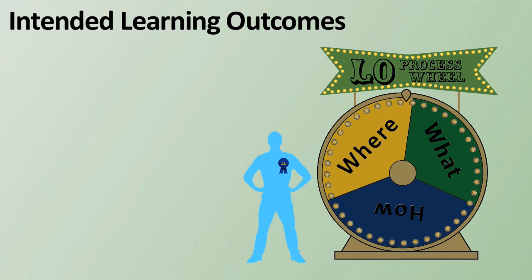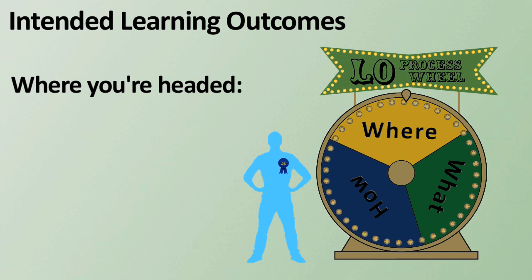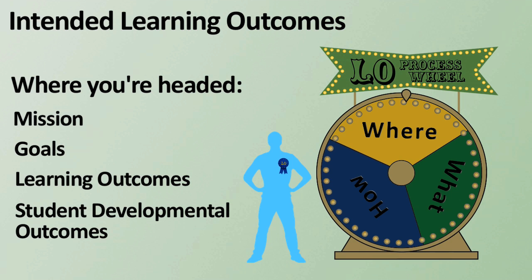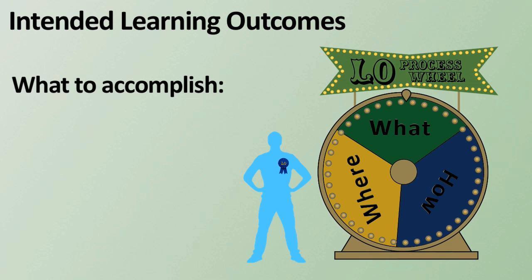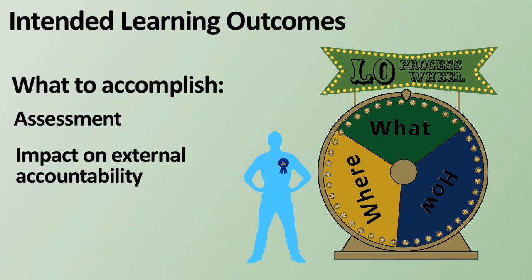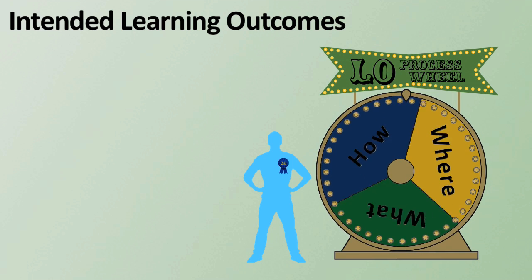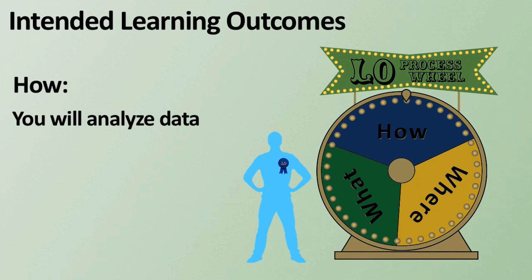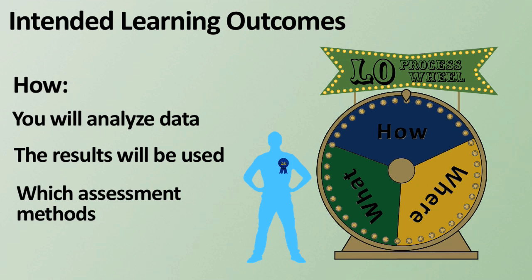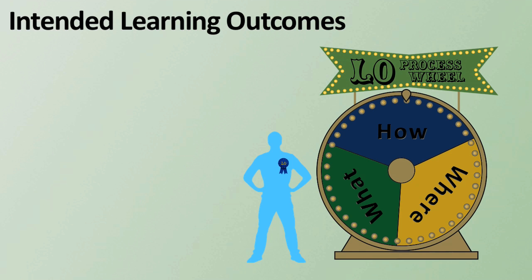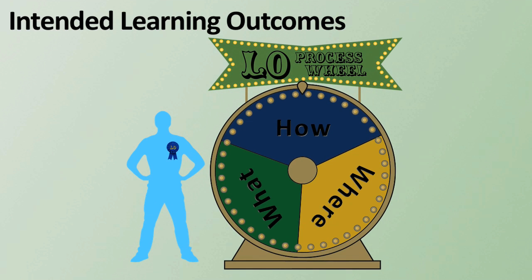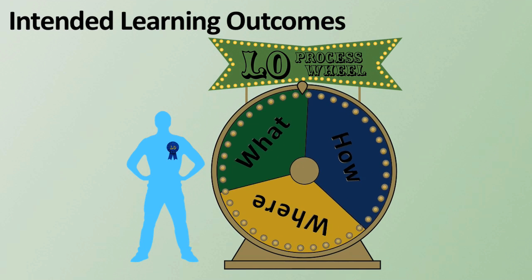It's important to keep the following in mind throughout the whole process. First, know where you're headed with regard to your institution's mission, goals, and learning and student developmental outcomes. Second, know what you want to accomplish with assessment and the impact on external accountability. Third, identify how you will analyze the data, how the results will be used, and which assessment methods you will use. All of these feed into one another in an ongoing process.